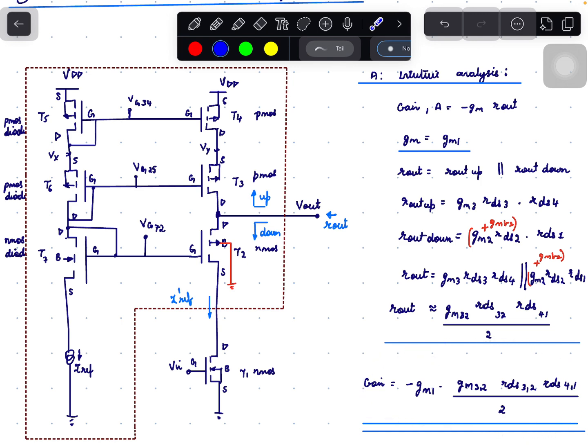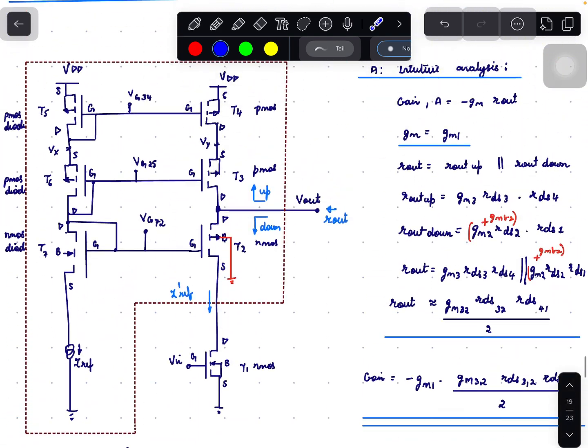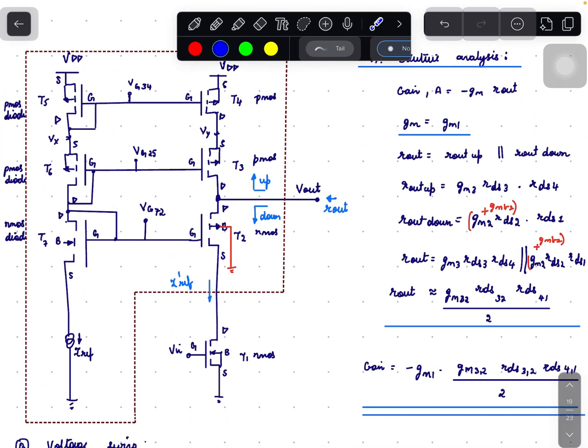Next is the voltage swing. What is the input voltage swing of this circuit? The currents through T4, T3, T2 are the same, equal to I ref dash, which is decided by I ref and the W by L ratios of the transistors T5, T4, T6, T3, T7, T2. So we have a constant current I ref dash flowing through T2, T3, T4, which flows through T1.